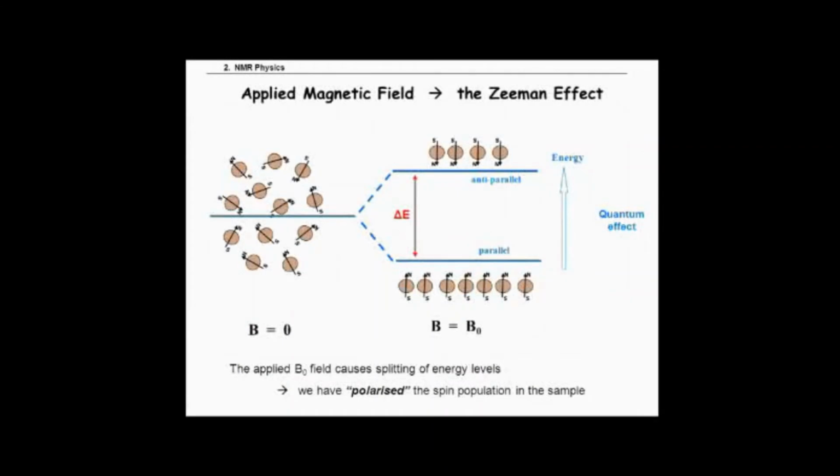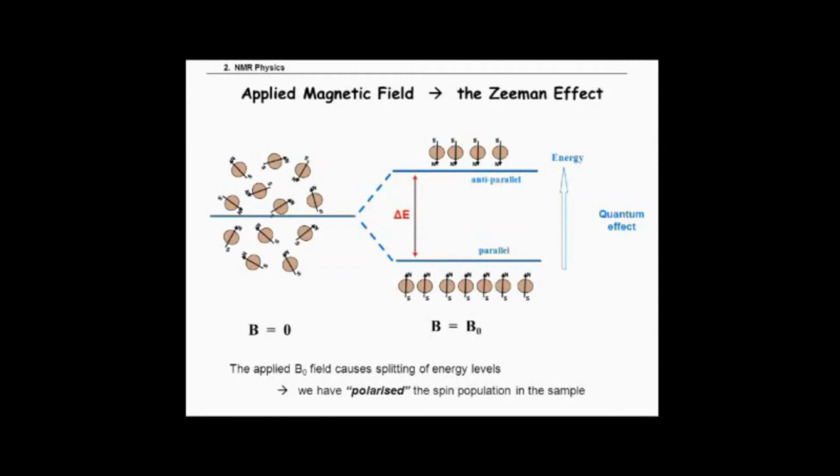So this is the situation when the magnetic field is zero, they're all randomly aligned. Once we apply a magnetic field, we call it B0, so a static, unchanging magnetic field, what we're doing is we're actually separating out the nuclei, some which have a spin which is parallel to the externally applied magnetic field, and others which have an anti-parallel alignment.